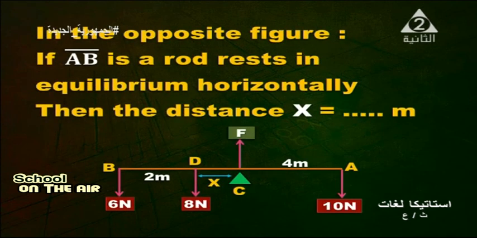Look at another example. In the opposite figure, AB is a rod resting in horizontal equilibrium, then the distance x equals what? Look at the opposite figure. We have AB as a rod. The distance between B and D equals 2 meters. The force acting at B equals 6 Newton, downward at D 8 Newton, at A 10 Newton. We have a support at C. The force up equals F.